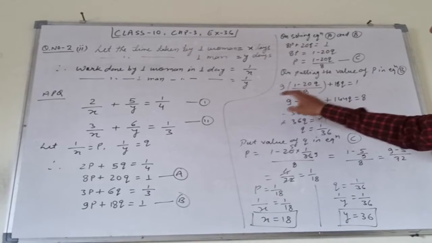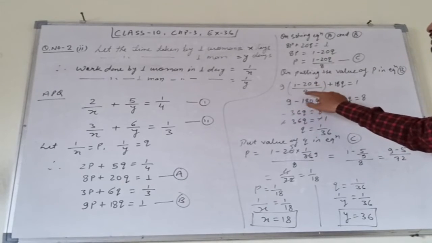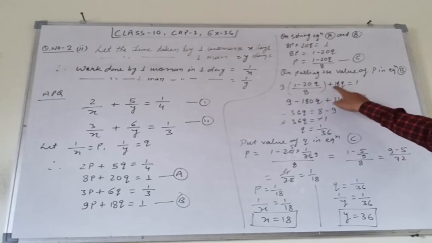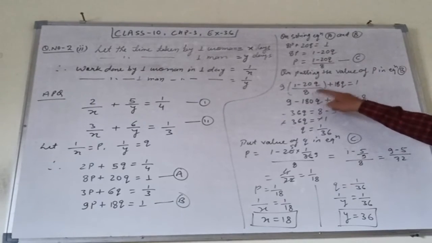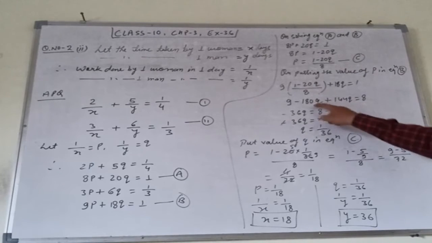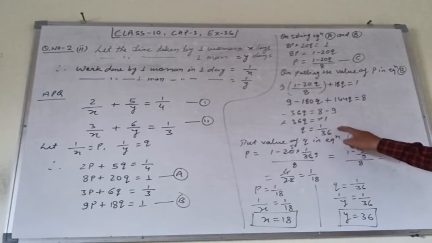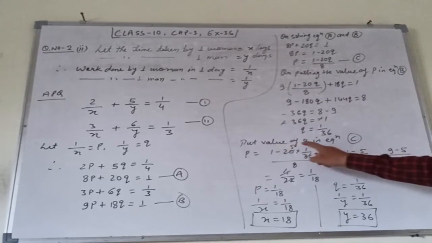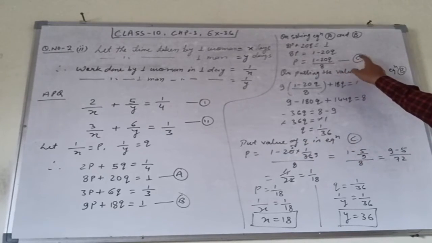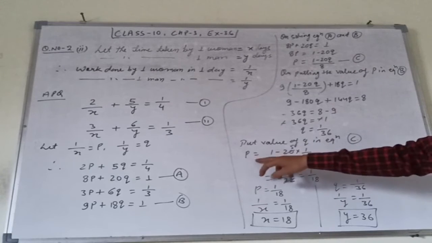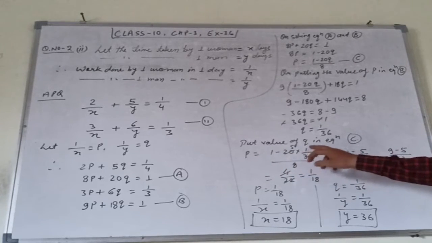So 9 into the value of p, 1 minus 20q by 8, plus 18q equal to 1. This 9 into 1 is 9, 9 into 20 is 180q, and this 8 after LCM, 18 into 8 is 144q, this 8 will move to the RHS, so 8 into 1 will be 8. So further solving I am getting q equal to 1 by 36. Put the value of q in equation c. We were putting in the third equation, so here our third equation is equation c. So p equal to 1 minus 20 into 1 by 36.